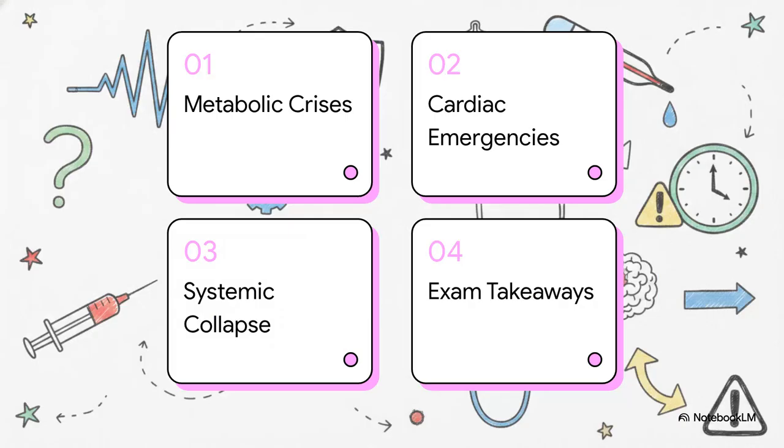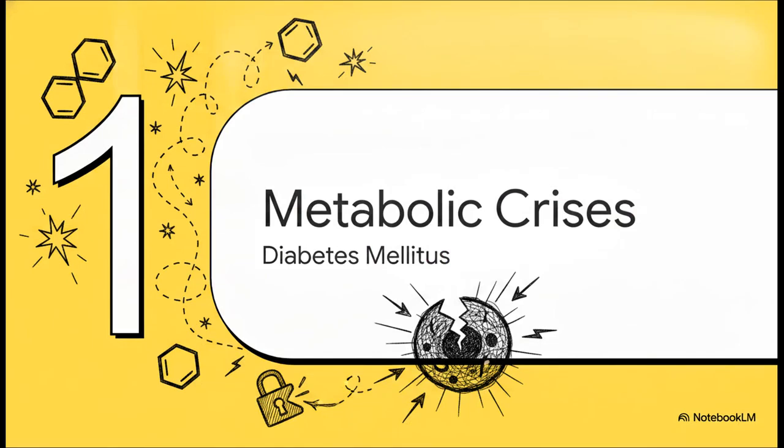All right, here's our game plan. We're going to cover metabolic crises, looking closely at diabetes mellitus, then cardiac emergencies, specifically myocardial infarction. After that, we'll get into systemic collapse and managing shock, and we'll wrap it all up with your essential nursing exam takeaways. Section 1. Metabolic crises.